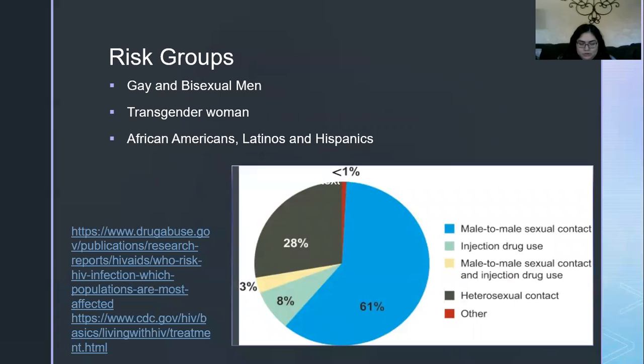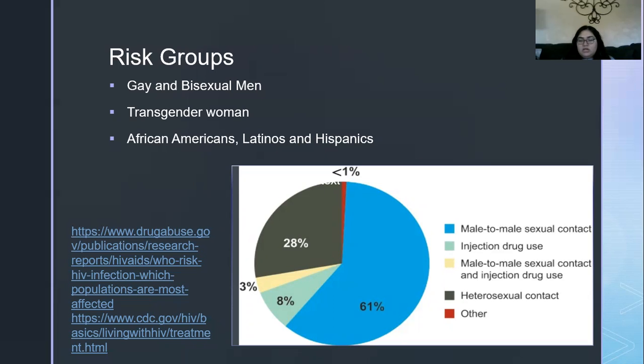Let's talk about risk groups. Gay and bisexual men have the highest number of new diagnoses in the United States. Transgender women who engage in sexual activities with men, and injection users who use needles, have the highest risk of infection overall. When it comes to racial and ethnic groups, African Americans and Hispanic Latinos are disproportionately affected by HIV. There are also behaviors that can put you at a higher risk.